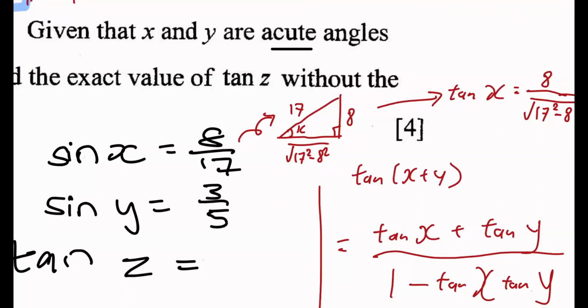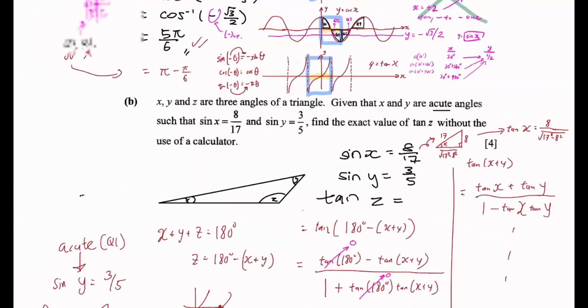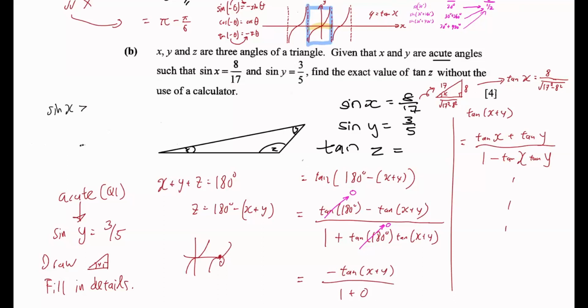Right? Then tangent X is what? X is an acute angle, remember? So for tangent X, you don't have to stress about the sign. Opposite over adjacent, 8 over square root of 17 squared minus 8 squared, whatever. You don't have to stress over this. Yes, because sometimes they will tell you that sine X is positive, cosine X is negative.